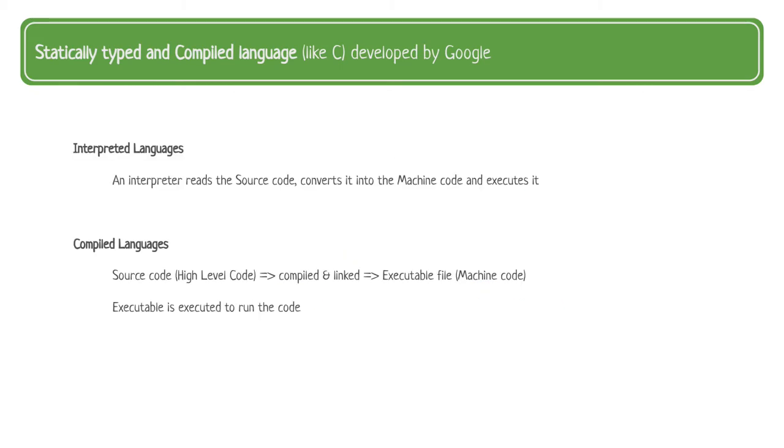In interpreted languages such as Python, during the execution, an interpreter actually reads the source code, converts it into machine code, and runs it. Go code cannot be run that way. Source code has to be compiled first to generate an executable file, which, when executed, runs the program.